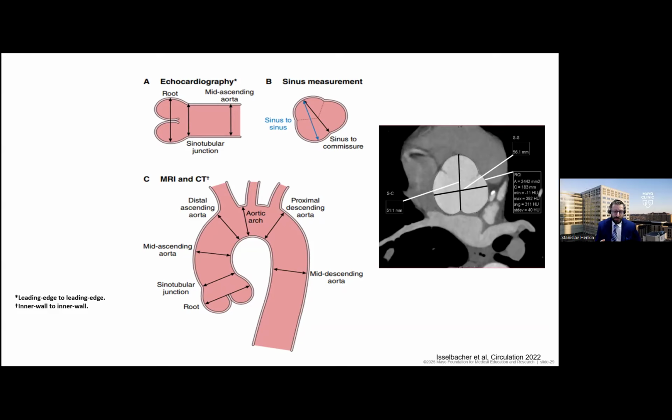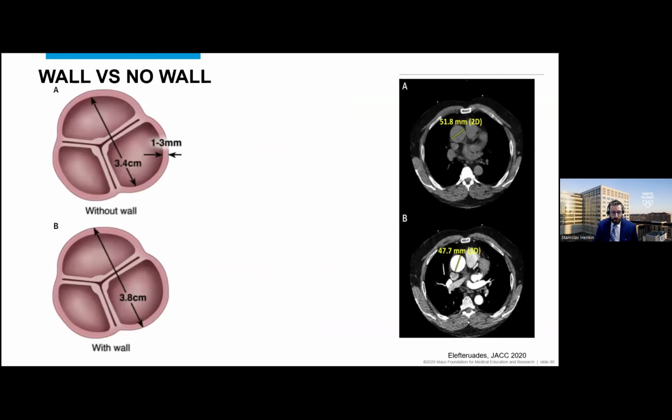So especially if there is asymmetry with sinus of Valsalva, which we see quite commonly, especially in heritable connective tissue disorders, you can underestimate, and you can be measuring totally different right to left or non-coronary to right or left to right on CT compared to echo. So always know what you're correlating to, and know that there is naturally going to be some discrepancy because of the measurements when you compare echo to cross-sectional imaging. And the other important thing to consider with cross-sectional imaging is contrast versus no contrast.